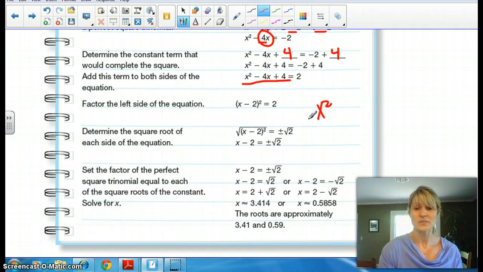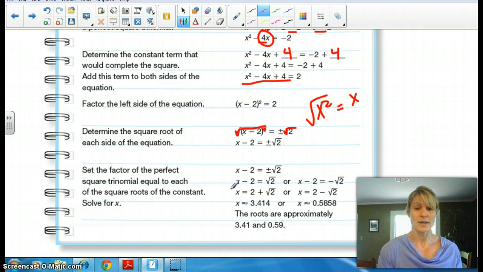So if I want to find the opposite of x squared, we square root it. The square root of x squared is x, right? So we square root both sides, because what you must do to one, you must do to the other to balance it out. So the square root of x minus 2 squared, that square root takes that square away and just leaves you with x minus 2. And they have plus or minus the square root of 2.